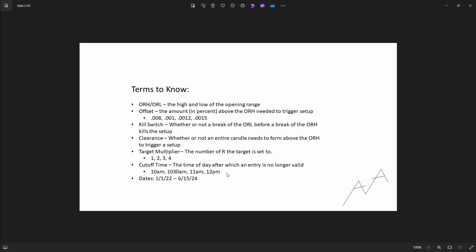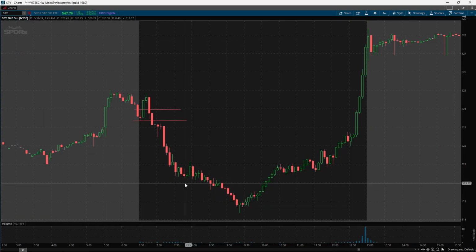Cutoff time is the time of day after which an entry is no longer valid. I tested 10, 10:30, 11, and 12. And then the dates I had were from the beginning of 2022 to basically current, 6/15/24. When I tested, I did just the year 2022, just the year 2023, just this year, and then 22 and 23, 23 and 24, all of those plus the whole time period. You'll see in a second when I pull up the data. Actually, let's go to the data now.